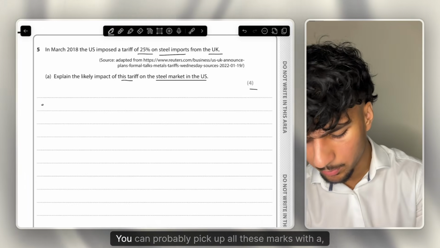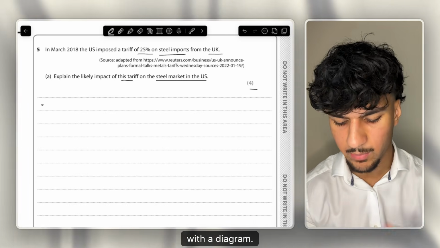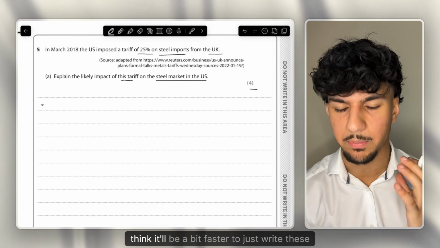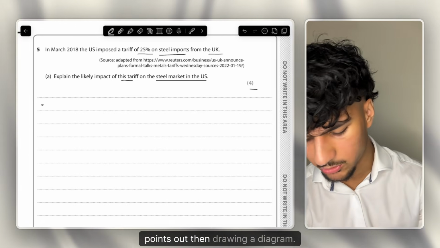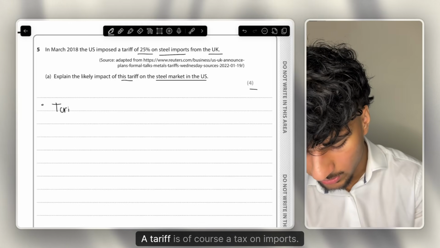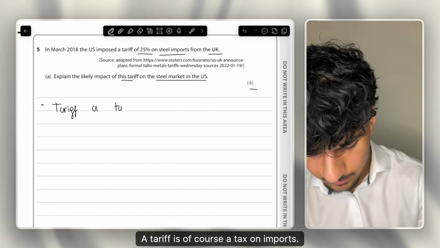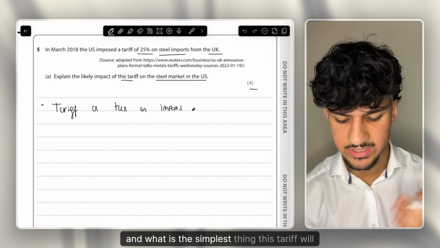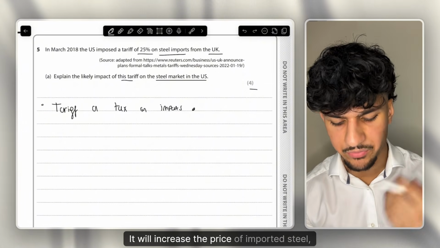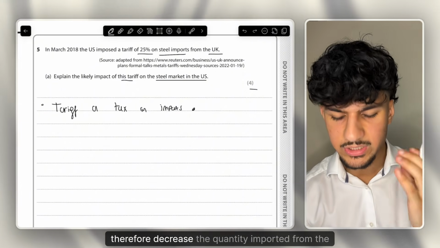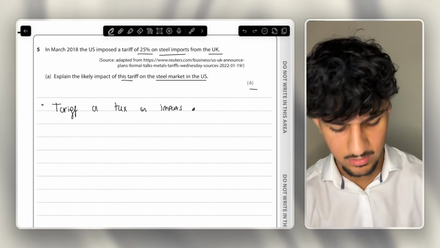Let's be really simple. You can probably pick up all these marks with a diagram, but I'm just going to quickly explain it, since I think it'll be a bit faster to just write these points out than drawing a diagram. What is a tariff? A tariff is, of course, a tax on imports. And what is the simplest thing this tariff will do? It will increase the price of imported steel, therefore decrease the quantity imported from the UK.